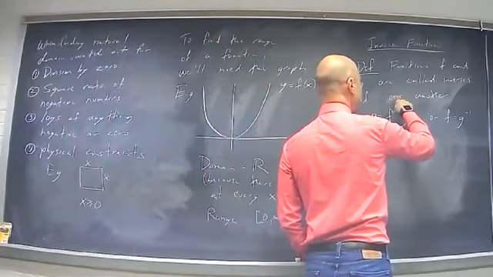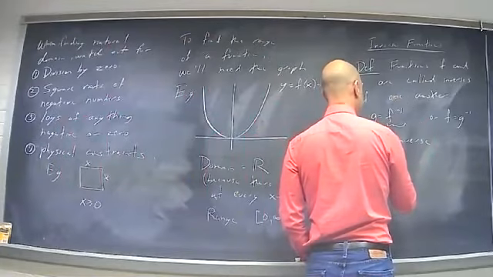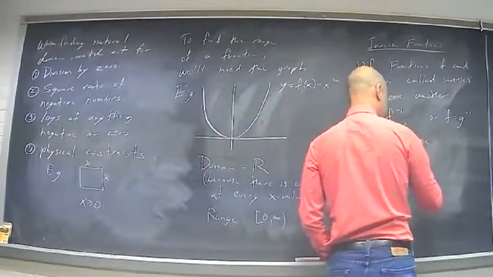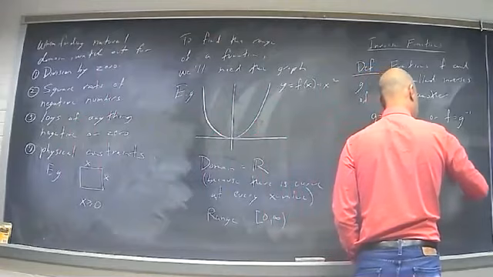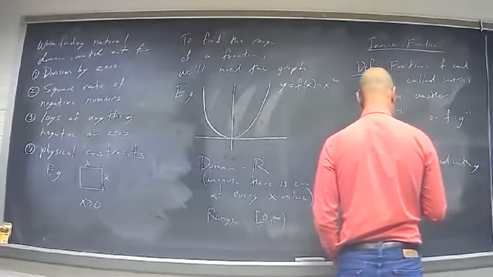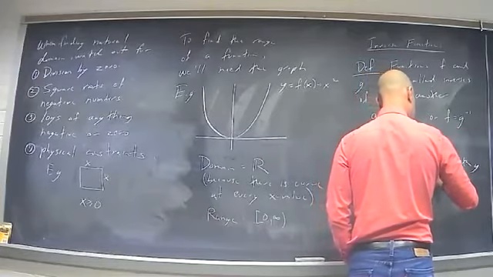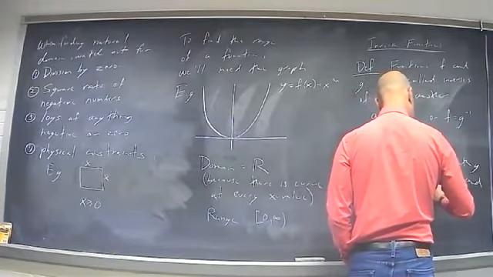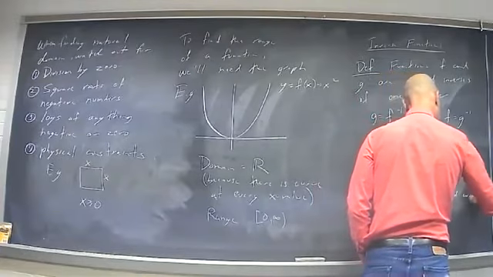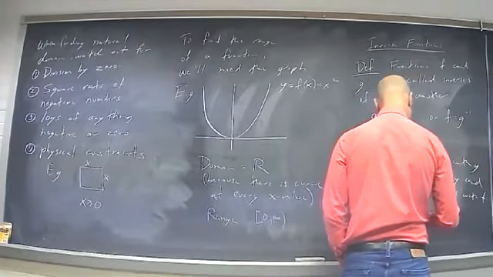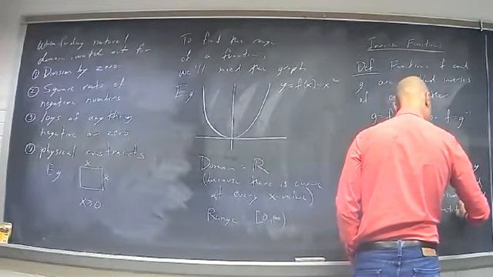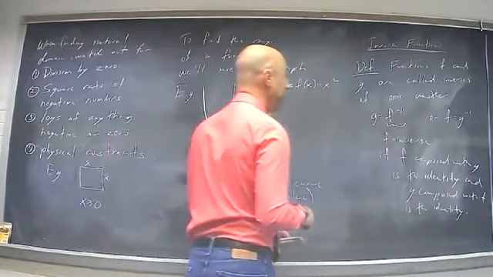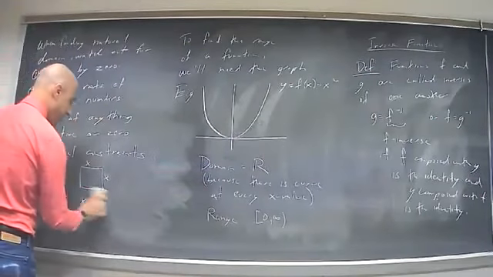So we say functions f and g are called inverses of one another if f composed with g is the identity. I'll explain that in a second. And g composed with f is the identity. To understand this, we have to understand composition. So I'll come back to that in just a few minutes.